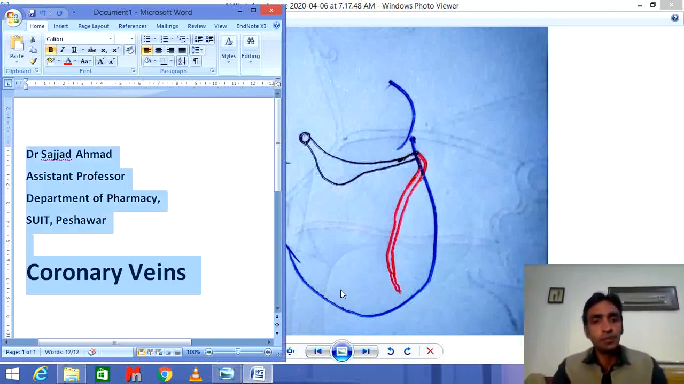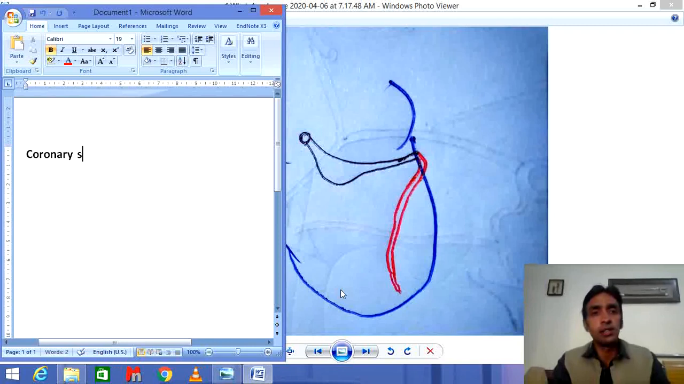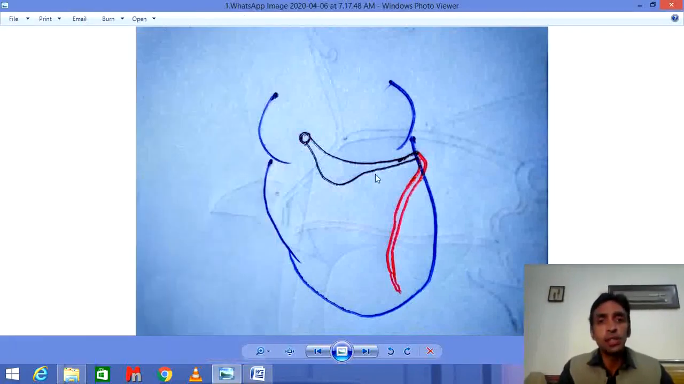This is called coronary sinus because this represents a cavity-like structure. Sinus means cavity. From here to here, this is coronary sinus, and this coronary sinus is responsible for the drainage of whole blood from various parts of the heart.